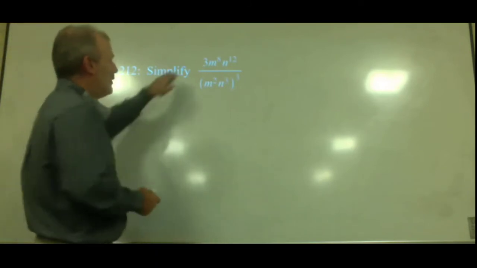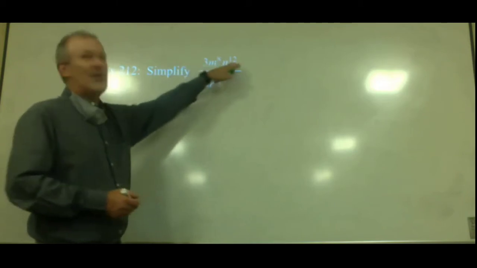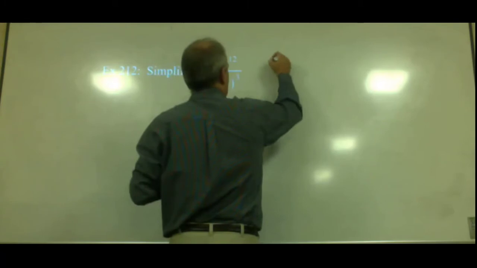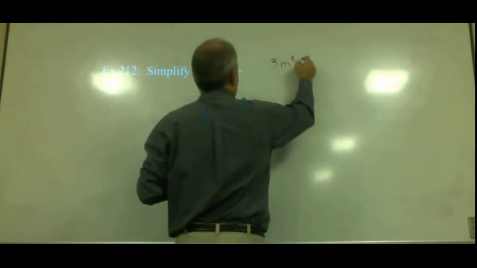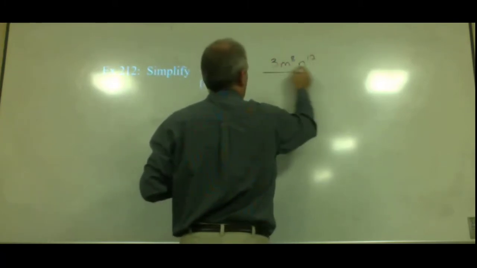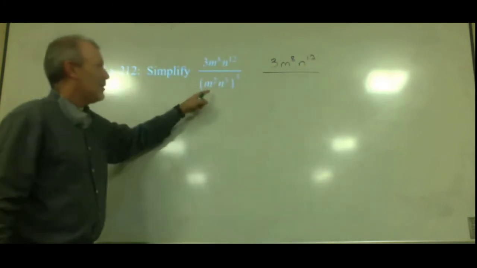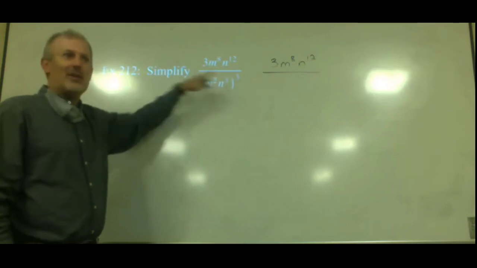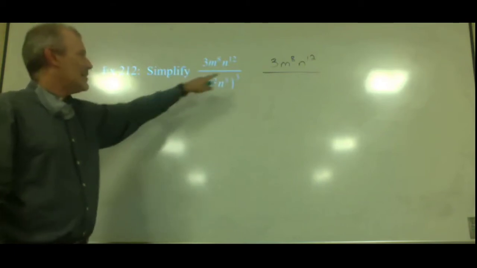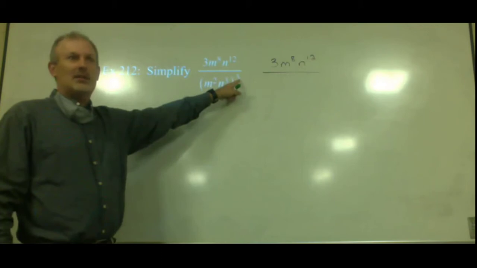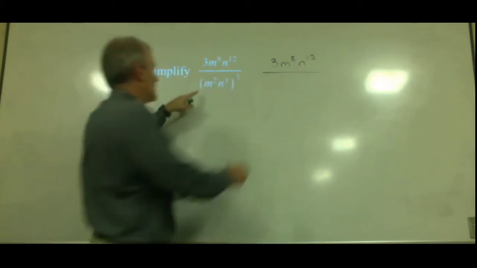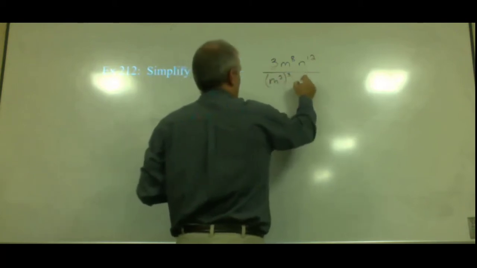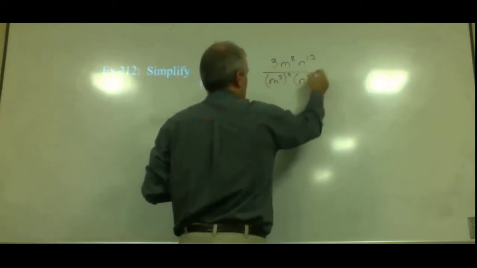So can we do anything as far as simplifying in the numerator? No. So we'll just write down 3m to the 8th and n to the 12th. Now in the denominator, we can do some simplifying, right? Not inside the parentheses, but we can take care of getting rid of that parentheses. So what happens with this 3 on the outside? It applies to all these things inside. So m squared gets cubed and n cubed gets cubed.